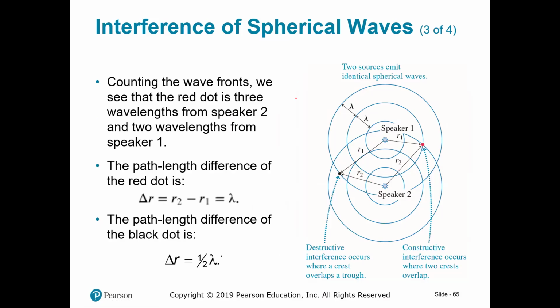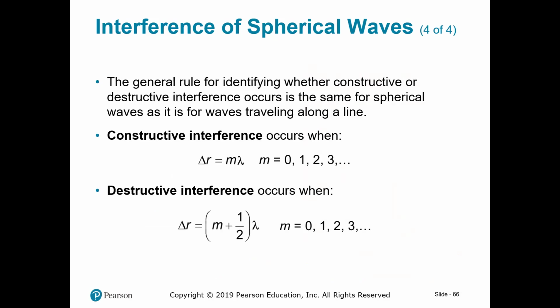right? Again, the condition is the same. Delta R is 1 times lambda for this case. So m is 1 in this case. Then you have a constructive wave. And if your path length difference is a half lambda, so in this case, if I rewrite it, m is 0, 1/2 times lambda, then you have a destructive wave as well, right? So again, same condition, right?